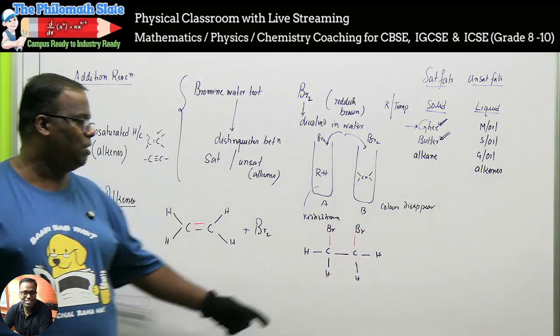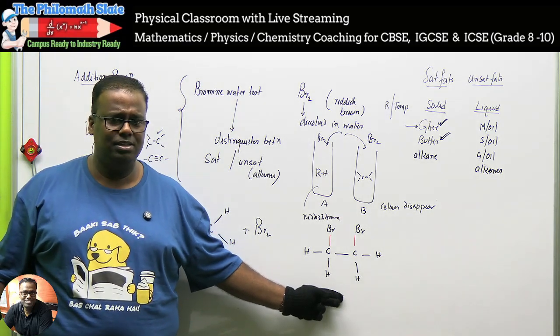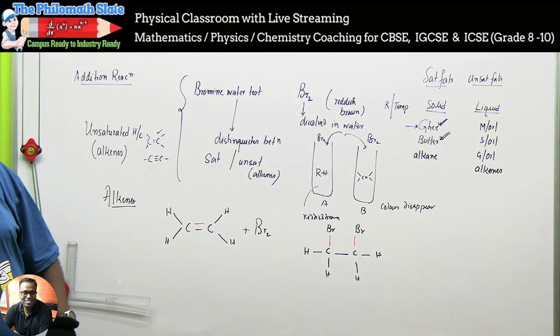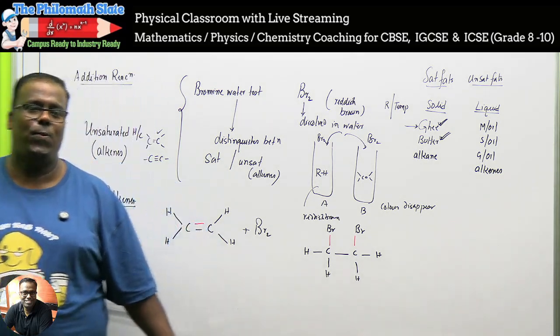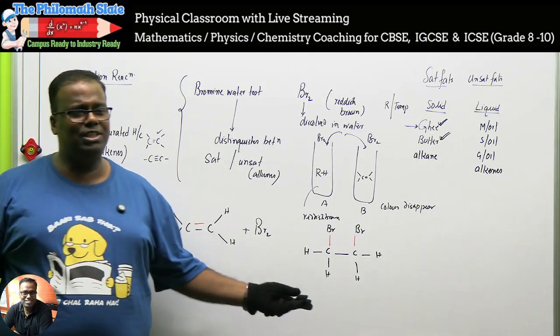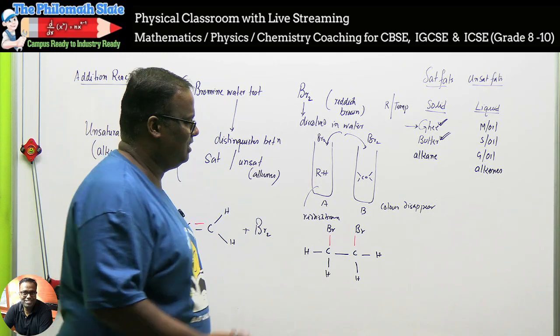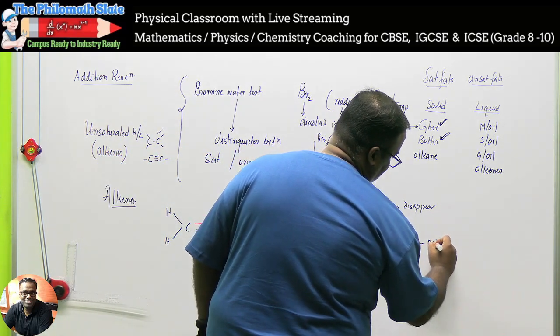What is the name of this compound? टू नहीं चाहिए ना, किधर से भी करो एक ही होता है. 1,2 डाइब्रोमोइथेन, 1,2 डाइब्रोमोइथेन, डाइब्रोमो.